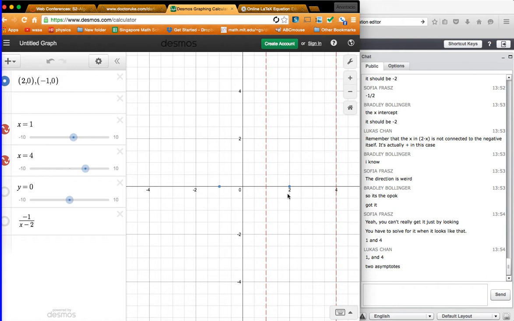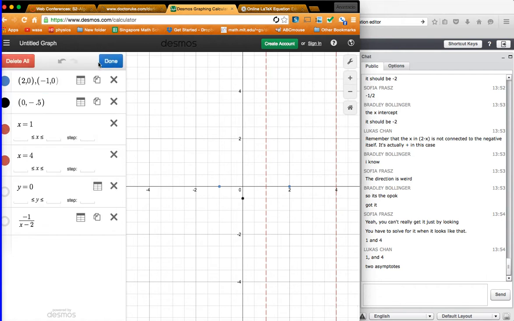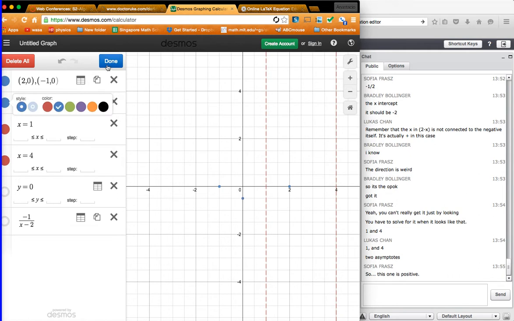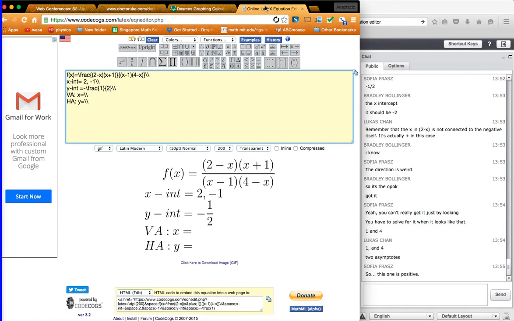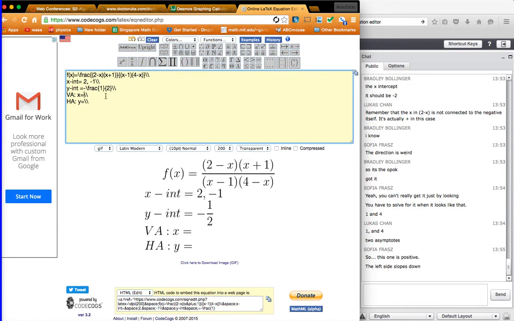All right. So I've got two vertical asymptotes at 1 and 4. I've got two x-intercepts, and I have a y-intercept of -1/2. So 0, -0.5. Pretty cool? That's trippy looking so far. Yeah, it does look weird. Our vertical asymptote was at 2 and 4, right? No, 1 and 4.